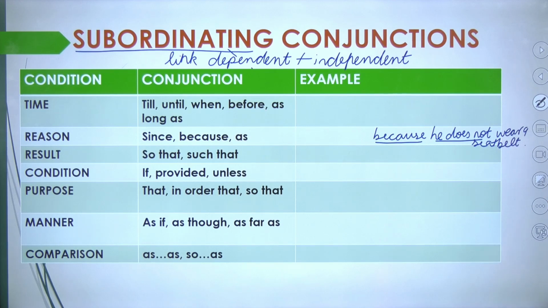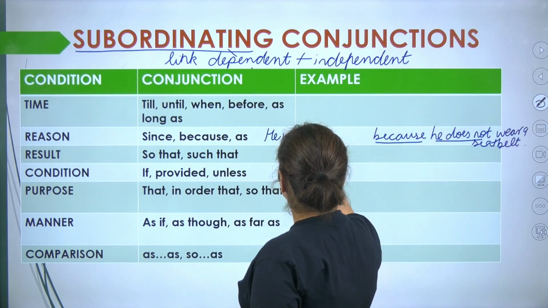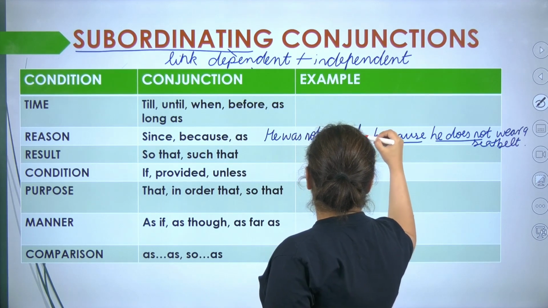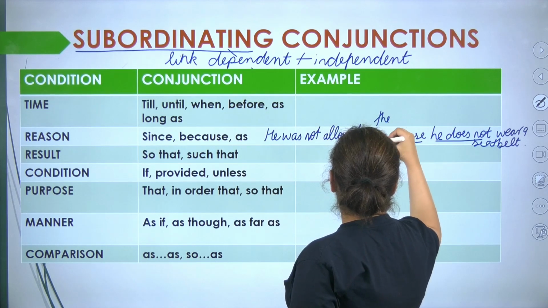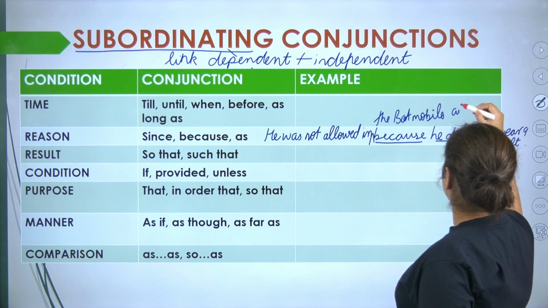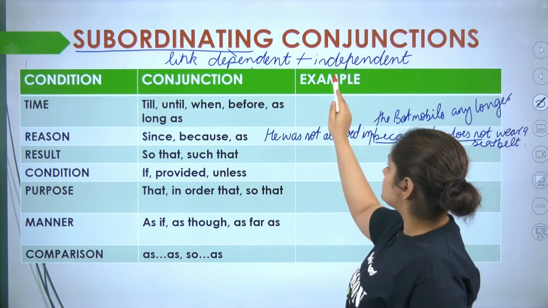Okay, so we need to add something. We need to add the independent clause to give it a complete sense or complete meaning. Because he does not wear a seat belt, he was not allowed in the Batmobile any longer. This can be a complete sentence, but this is the independent part.